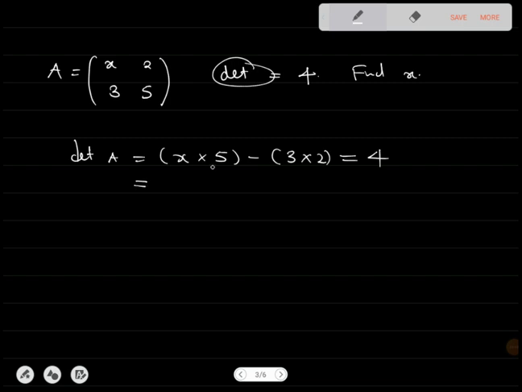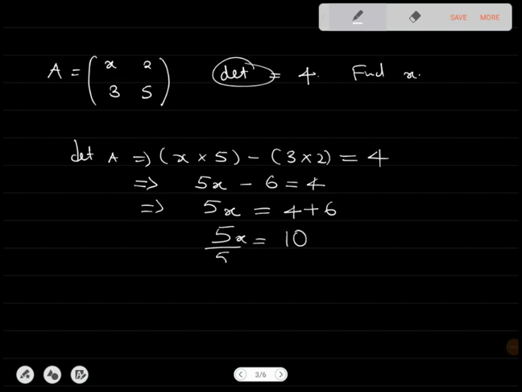So x times 5 will be 5x, minus 3 times 2 is 6, equal to 4. So 5x will be equal to 4, and the 6 goes to the other side and becomes plus 6. This will be 5x equal to 10. Divide 10 over 5, over 5. So x is equal to 2.